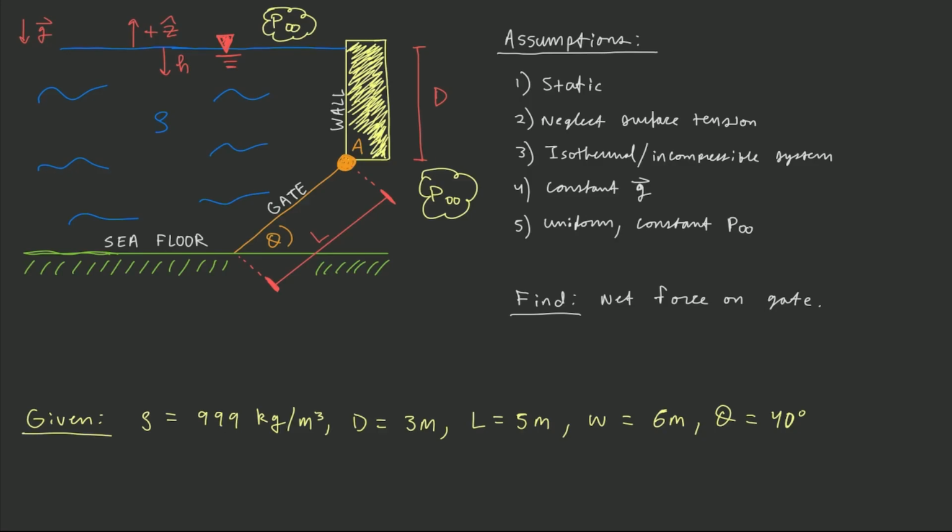So we're given that the density of the water is about 1,000 kilograms per meter cubed, d is equal to 3 meters, L is equal to 5 meters, L is the length of the gate, w is equal to 6 meters, w is the width of the gate, and theta is 40 degrees. The objective here is to find the net force on the gate, so let's start with that.